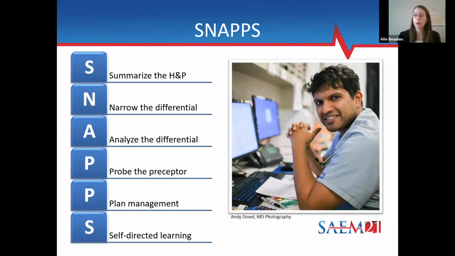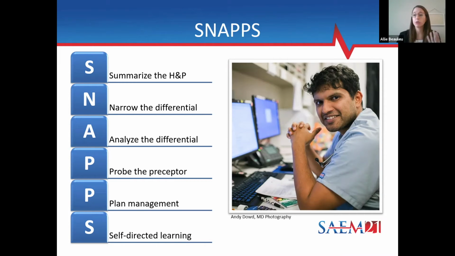Our next model that we're going to talk about is the SNAPS model. And so the biggest difference between the 1-minute preceptor and the SNAPS model is that the SNAPS model is driven by the learner. So they're really dictating this encounter and what they want to get out of it. In this model, the learner is going to briefly summarize the history and physical exam, narrow the differential to 2 or 3 relevant diagnoses, analyze the differential by comparing and contrasting those diagnoses, probe the preceptor by asking questions about uncertainties, difficulties, or any alternative approaches, and plan for management of patients' medical issues. Finally, they'll want to select a case for self-directed learning.